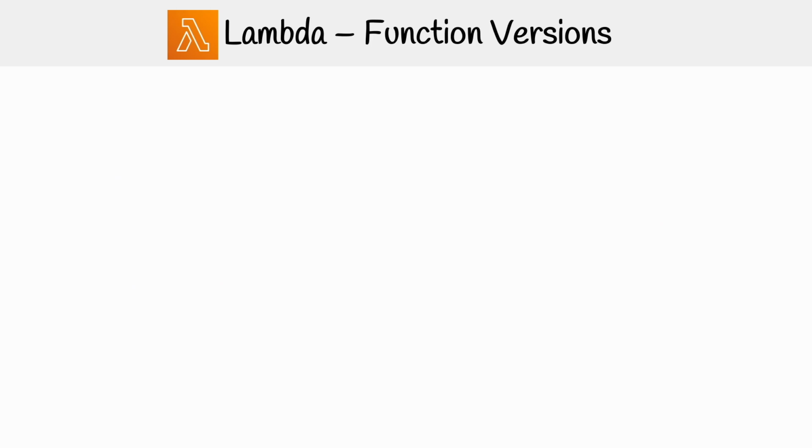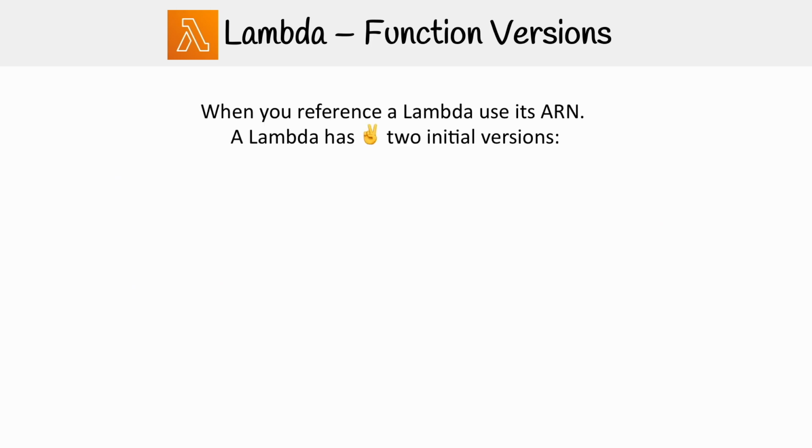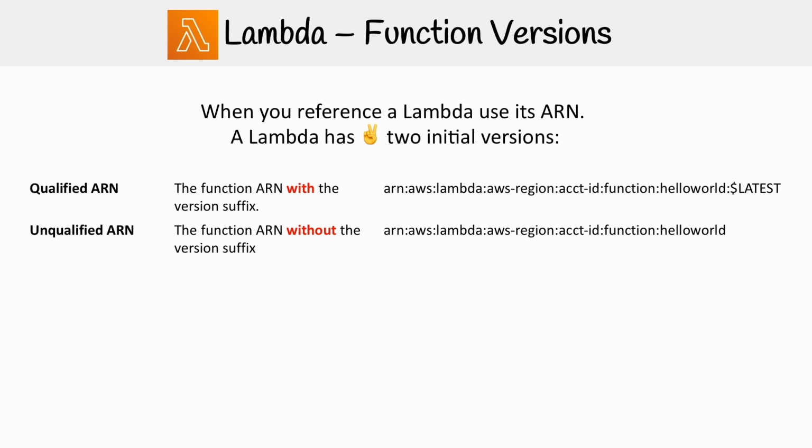So one more thing to touch on about function versions is talking about ARNs for Lambda. So when you reference a Lambda, you're using the ARN, which stands for Amazon Resource Name. And a Lambda has two initial versions. We have qualified and unqualified. So what is the difference between these two? It's really the end of the ARN. So here we have $latest. So you see how there's a colon. So that colon could be $latest or :3, which would indicate the version number.